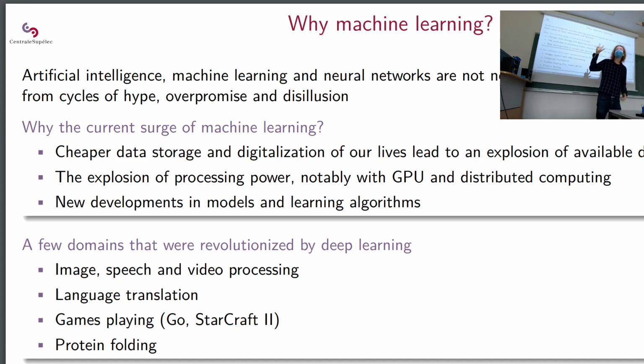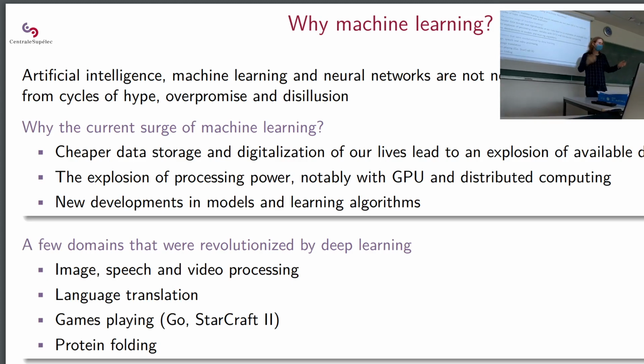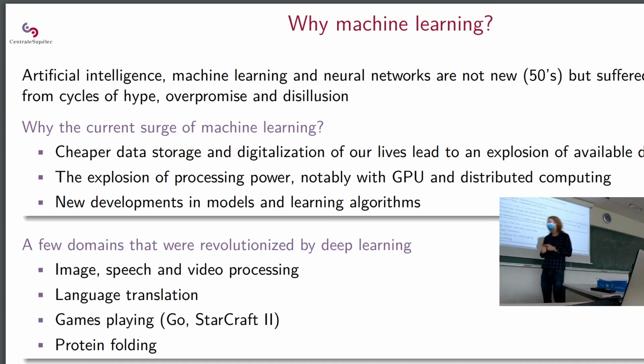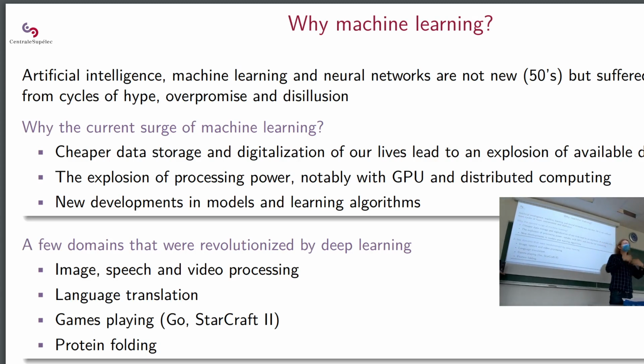There are three main reasons. First, the data. All of us produce a lot of data. We are live streaming the event, so we produce video data. I created these numerical slides. When we interact on social media, we create data, we take pictures, and so on. So now we have a lot more available data, and it's cheap to store as well.